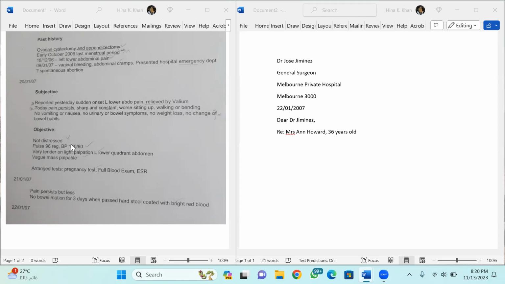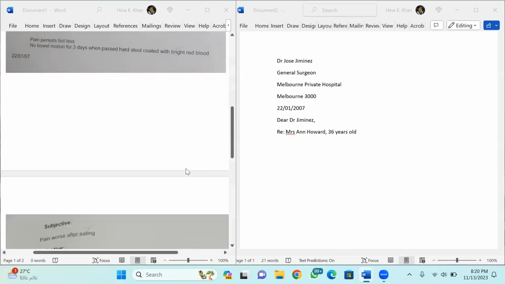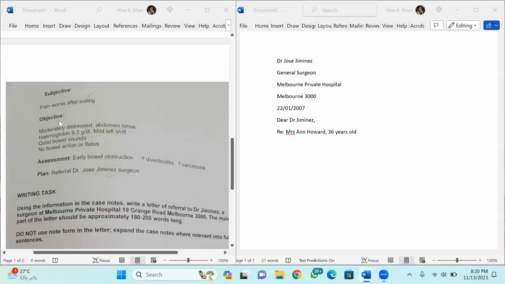Not in distress, pulse, very tender lower abdomen. Okay, fine. This is something very important, and I have to mention this. And then on the second day, pain persists, no bowel motion for 3 days, and when she passed hard stool, it was coated with bright red blood. Okay, there was no bowel motion for 3 days, and when she passed the stool after 3 days, it was coated in red blood. And today, pain was there, and it was getting worse after eating food.